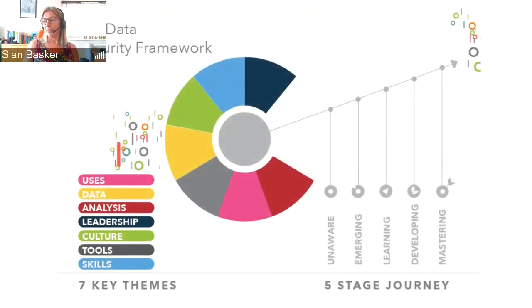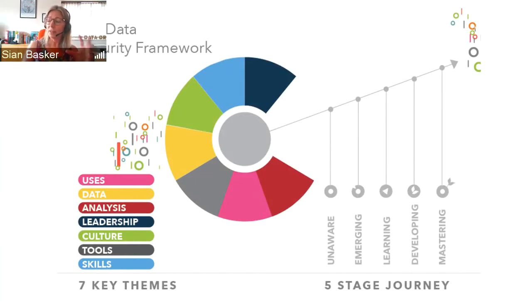So without further ado, this is the basic structure of our data maturity framework, where essentially it describes an organisation's journey along these 5 stages from unaware through emerging, learning, developing and mastery. And it also describes these 7 themes.